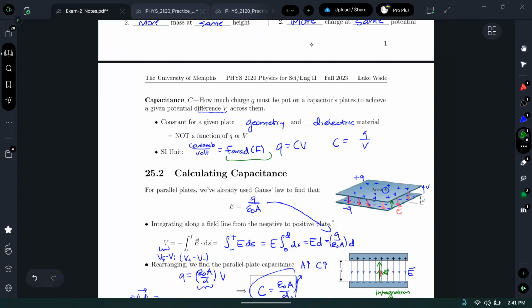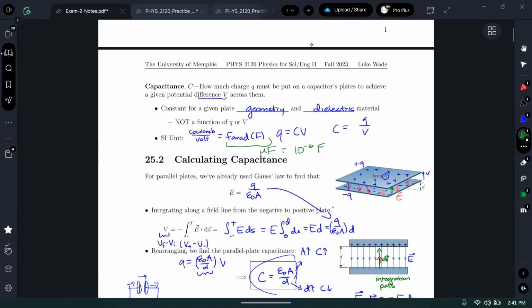Farads, but you may see microfarads on the exam. That's 10 to the negative 6 farads. So if you see micro, just remember that conversion. It can also show up with coulombs because you don't ever see a whole coulomb charge just sitting anywhere unless it is something very dangerous.